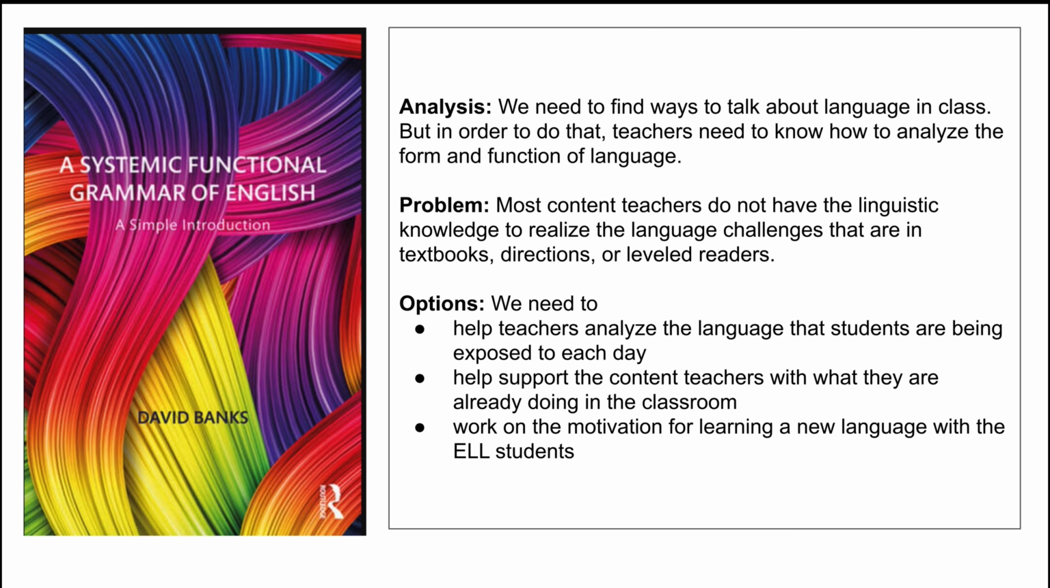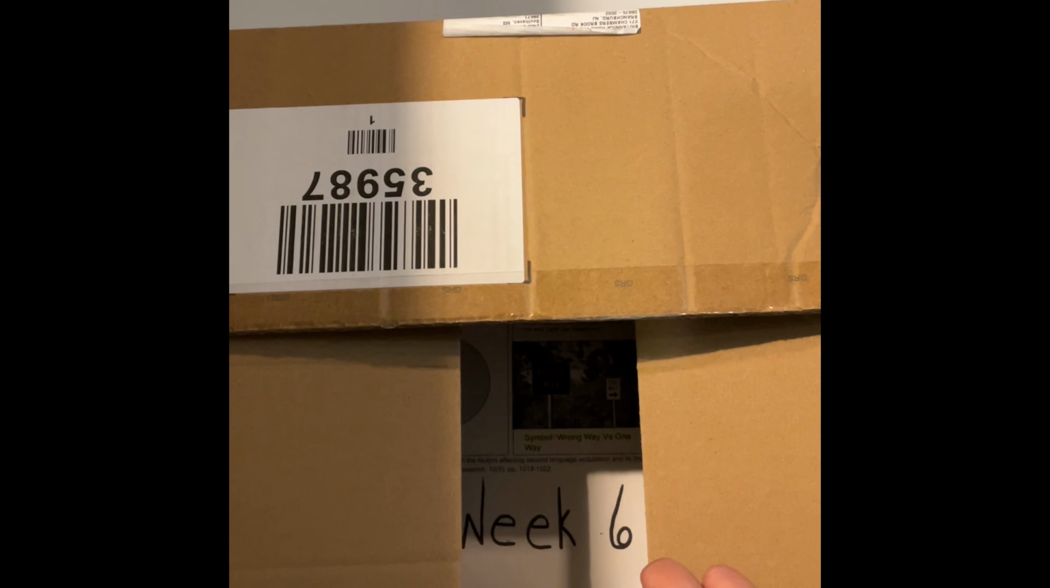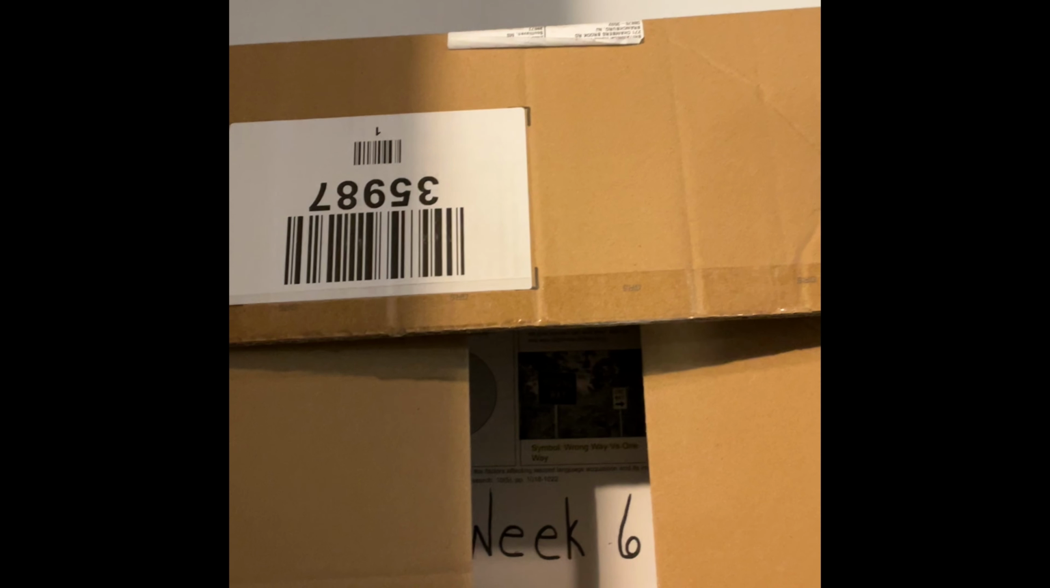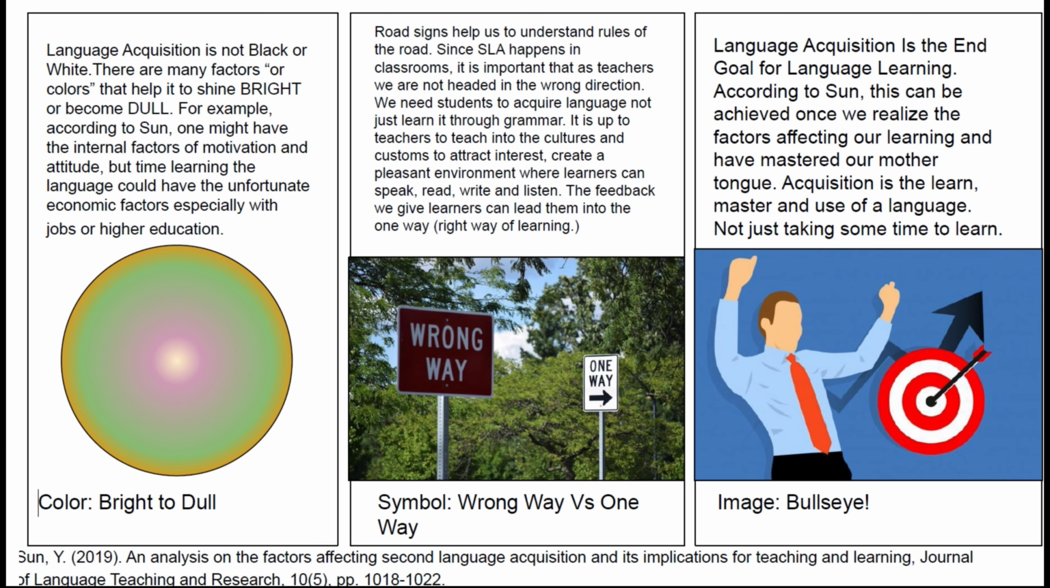So let me start with the student. Let's see what's inside. I think I saw 2 very important things here. That's right, week 6. Okay, so it looks like in the box here, we first have our week 6, individual differences and variability.